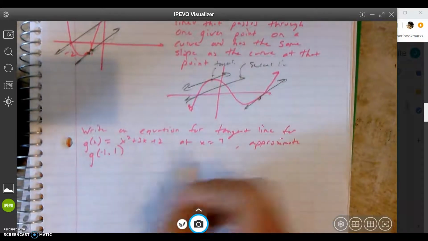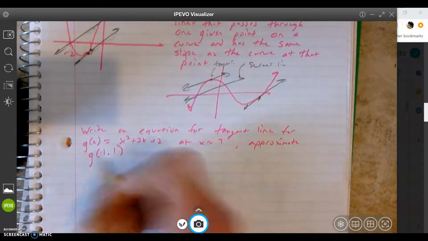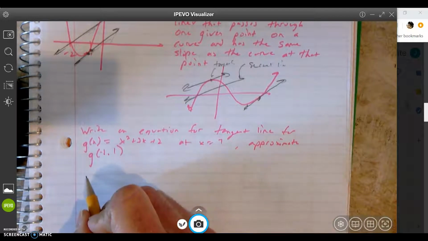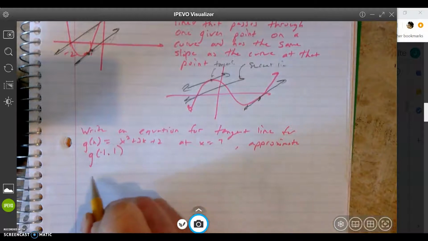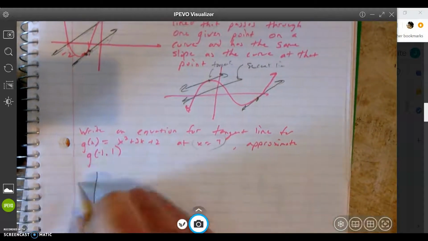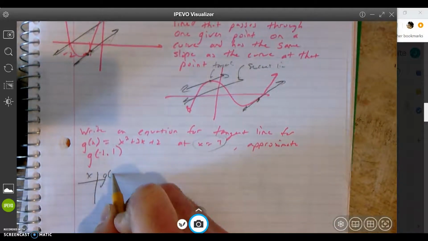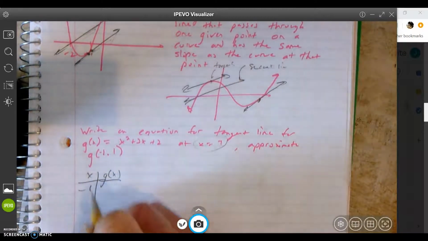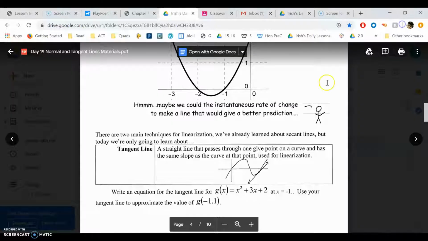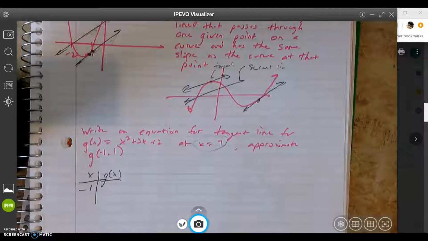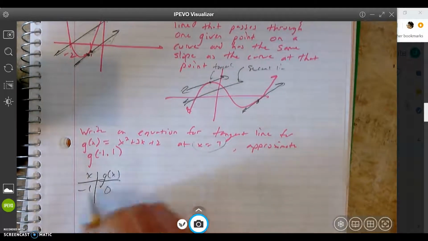So everything we need to know about a line, you need a point and a slope, okay? So we're going to figure out what this is. So we got x and g of x. So at -1, we got to get the point. So is the point there? Yeah, -1 and 0 right there. So -1 and 0 is one of the points. So now I need the slope.